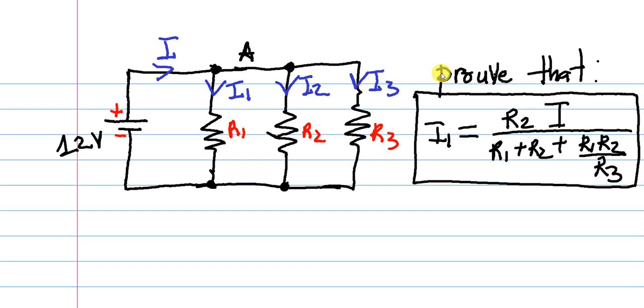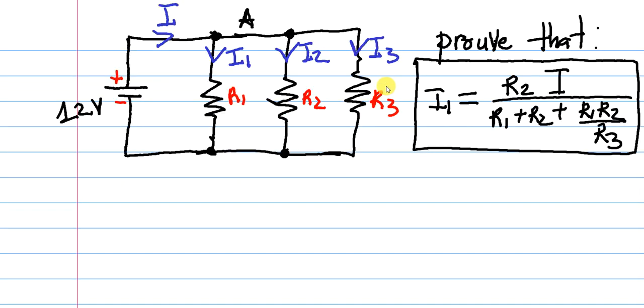Hello, in this exercise you are called to demonstrate, or to prove, that the current flowing through resistor R1 is equal to R2 multiplied by the main current I, divided by R1 plus R2 plus R1 R2 divided by R3. Here we are going to demonstrate that formula. Let us first of all discover something. Here we have three resistors connected in parallel, meaning that all the resistors will have the same voltage.